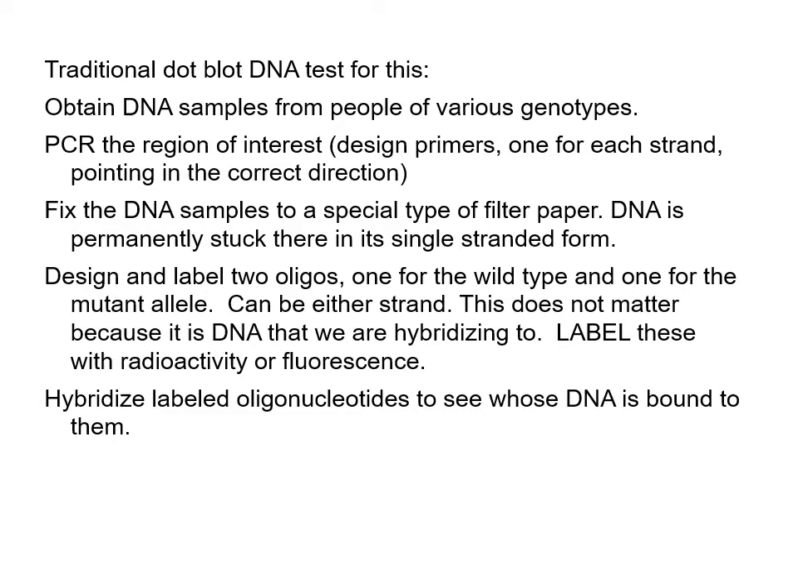Okay, so our traditional old dot plot test, we're going to obtain DNA samples from people of various genotypes, and then we're going to apply a PCR test simply to make enough of that region of interest that it's easy to detect any mutations that are present or whatever alleles are present. So we're going to PCR the regions, like set up primers, maybe 100 nucleotides on each side of the actual nucleotide we're trying to see, and get that amount of DNA amplified so that we can actually see what's going on.